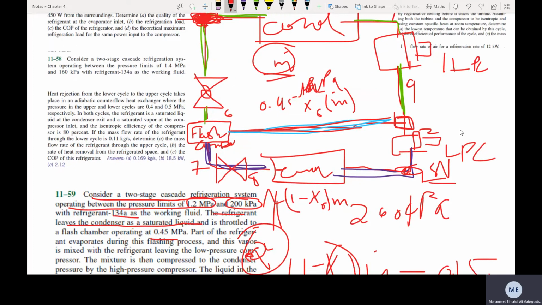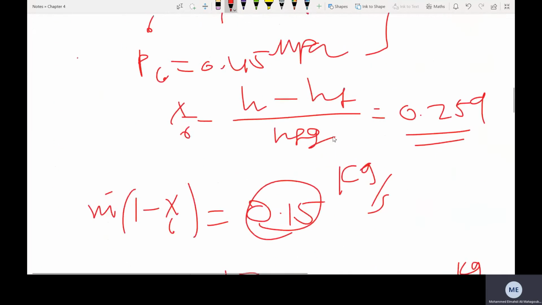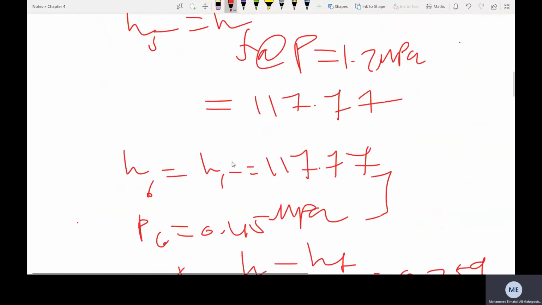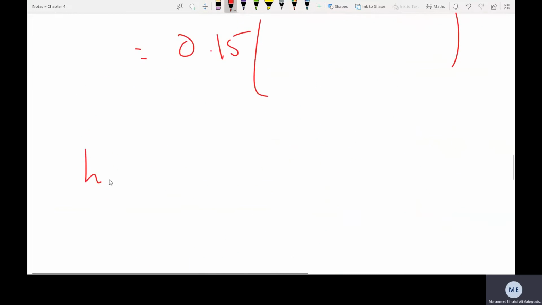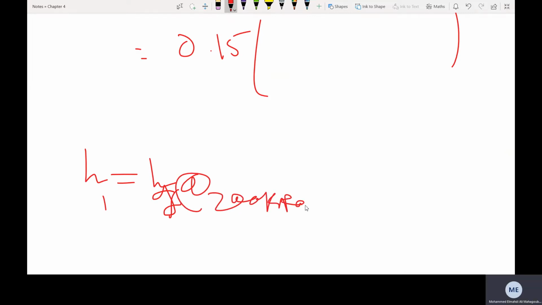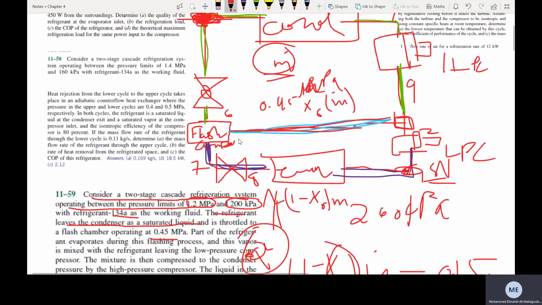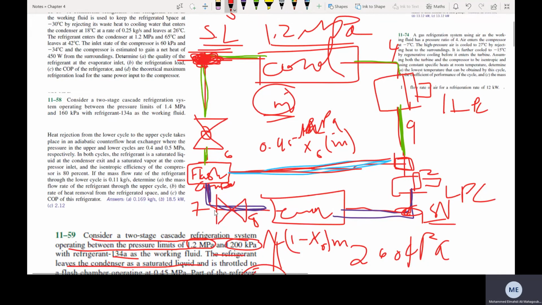I told you always, if you are not given it, then it's going to be definitely saturated vapor. And now the saturated vapor is at which pressure? At the lower pressure of the cycle, which is 200 kilopascals. So h1 is equal to hg at 200 kilopascals. And what else do I need? I need h8. h8 can be directly taken from h7.